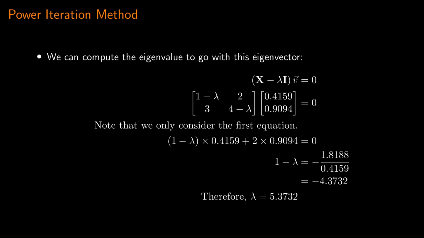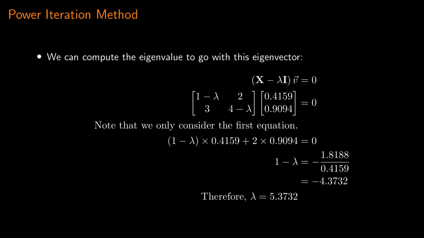So to compute the eigenvalue to go with that eigenvector, we start with our equation again, x minus lambda I times the vector v is equal to 0, which for this example gives us 1 minus lambda, 2, 3, 4 minus lambda multiplied by that. Now, considering only the first equation, as we saw before, we can rearrange that to give 1 minus lambda times 0.4159 plus 2 times 0.9094 is equal to 0, which we can then rearrange to give a value of lambda, which is 5.3732, which is, of course, the right answer.